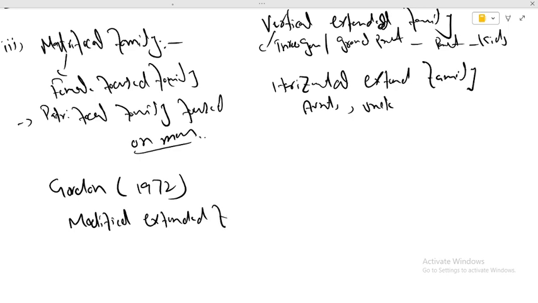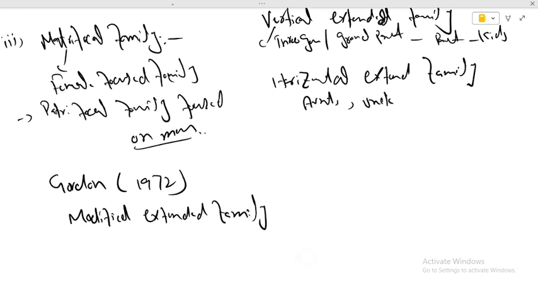Modified extended family. The modified extended family is the contemporary form of extended family. Family members maintain contact but rarely live close to one another. Family members keep in touch both physically, through visits or exchange of help and services, and emotionally via telephone, emails, or letters, but not necessarily having frequent personal contact. So that becomes the modified extended family.